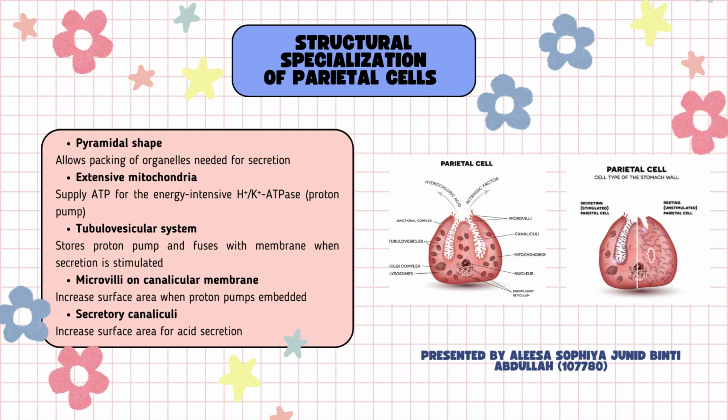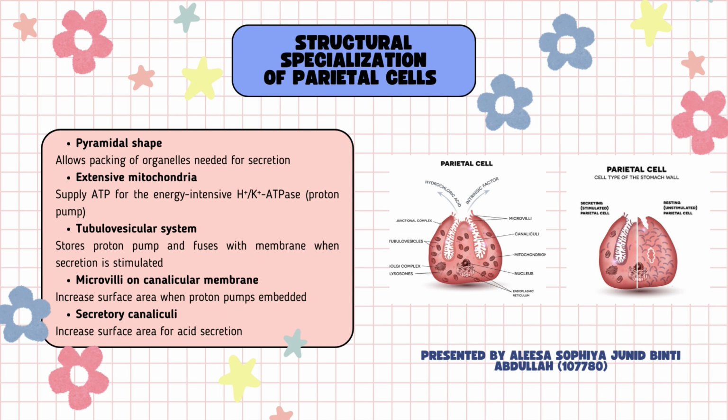The cell structure is adapted so it can tightly organize and fit many organelles required for secretion, especially mitochondria. The second one is extensive mitochondria, which supply ATP for the energy-intensive proton pump. The third one is the tubulovesicular system, which stores proton pumps and fuses with the membrane when secretion is stimulated. This system is a specialized membrane network in the cytoplasm.